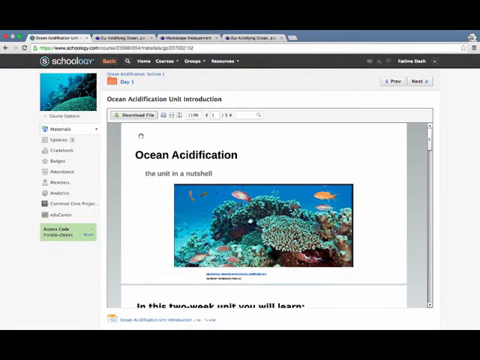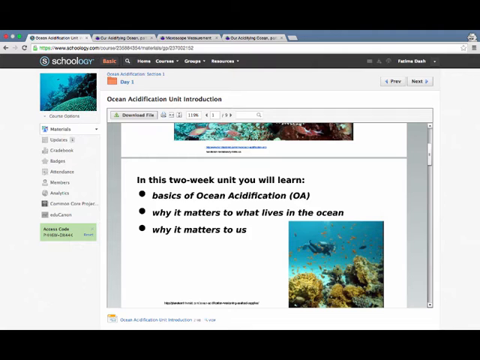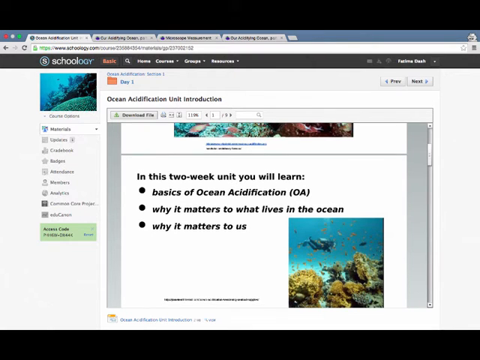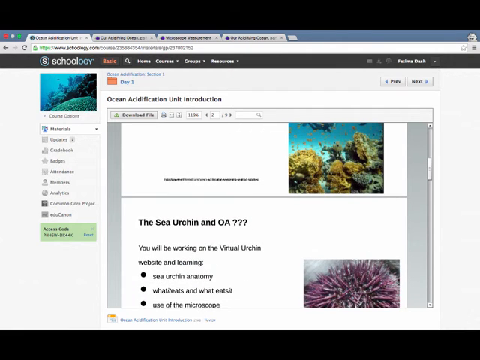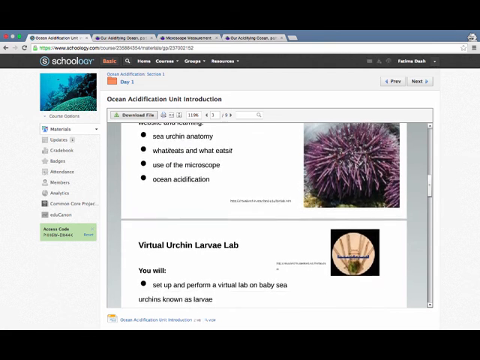Here we have the description of the Ocean Acidification Unit in a nutshell. In this 2 week unit, students learn the basics of OA, why it matters to what lives in the ocean, and why it matters to us. In particular, they examine the impact of OA on the sea urchin. They learn its anatomy, what eats it, and they use the microscope to work on a lab.